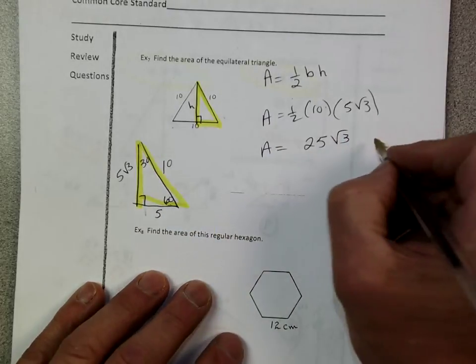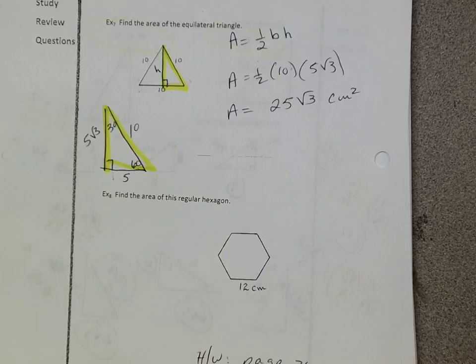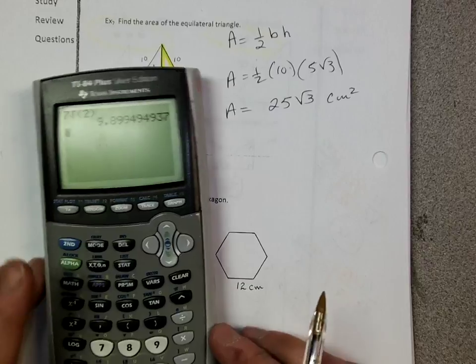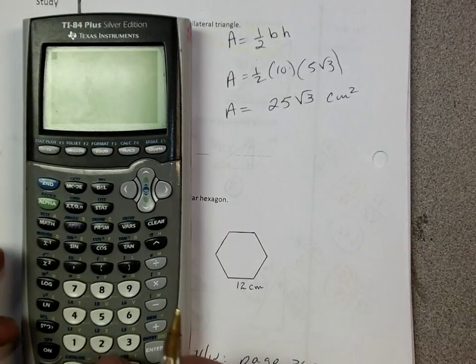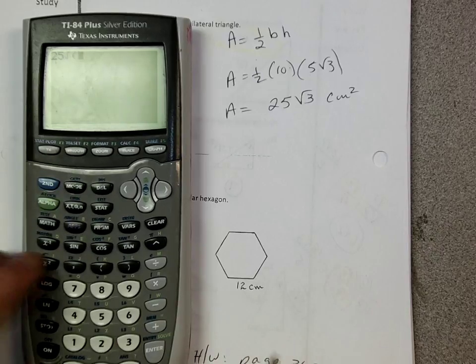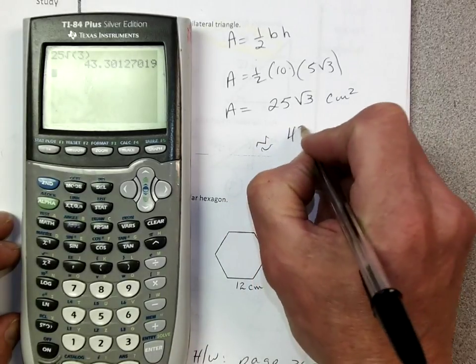And then call it centimeters squared or whatever. Now that's a great answer. That's an answer a math teacher likes. Most people don't like that answer. So if you want to go to Marston's and say, okay, I need a board 25 square roots of 3 inches squared, they'd think you're crazy. So you could get a decimal answer and call it approximately equal to 43.3.